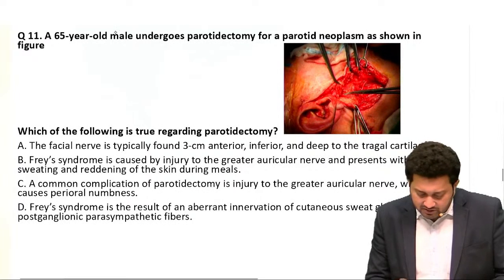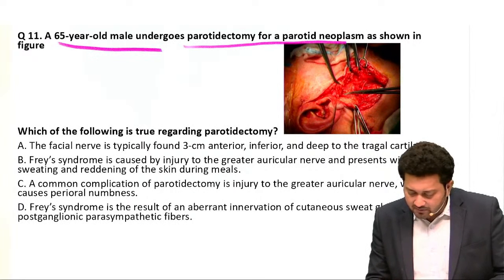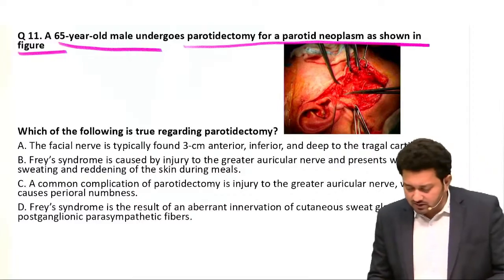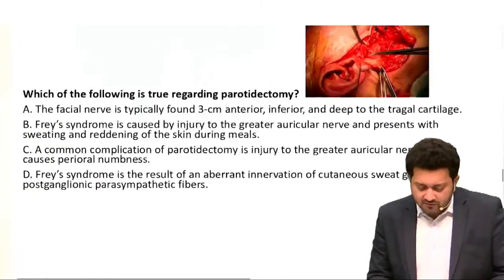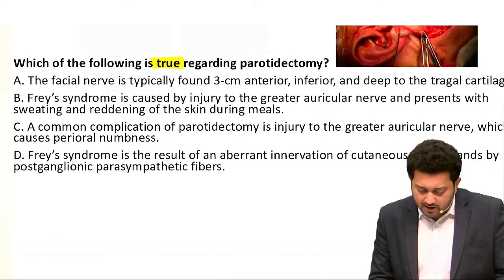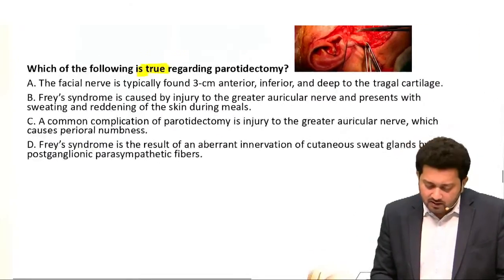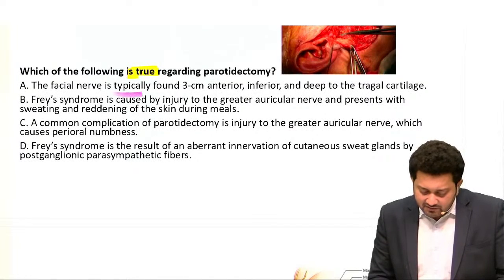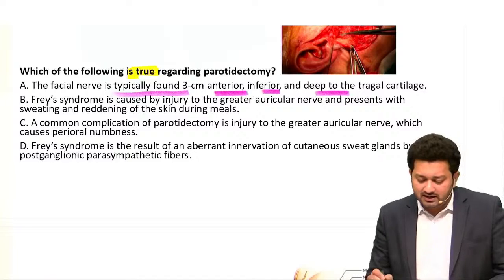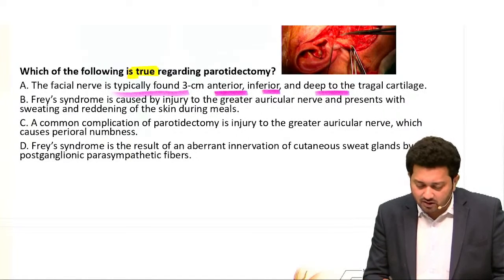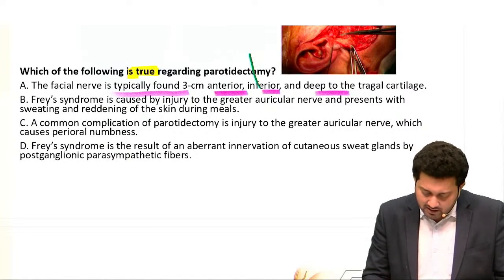Okay, next question. A 65-year-old male undergoes parotidectomy for a parotid neoplasm as shown in the figure. So they are doing a parotidectomy. Which of the following is true regarding parotidectomy? The facial nerve is typically found 3 cm anterior, inferior and deep to the tragal pointer. It is within 1 cm, although it is more technical.